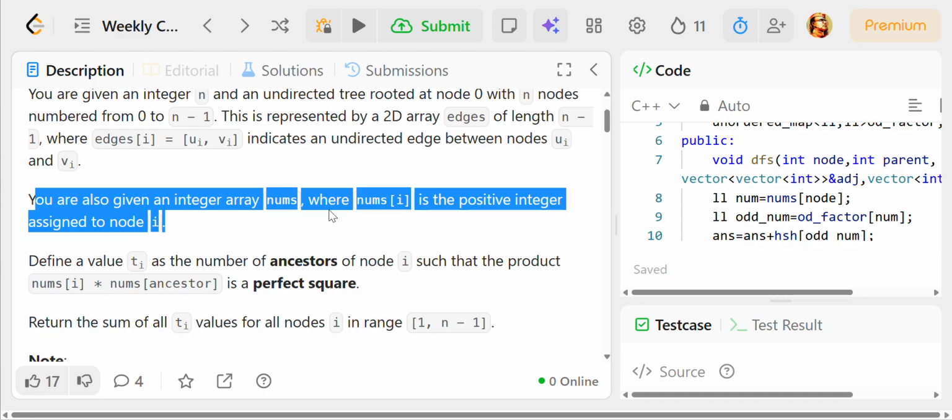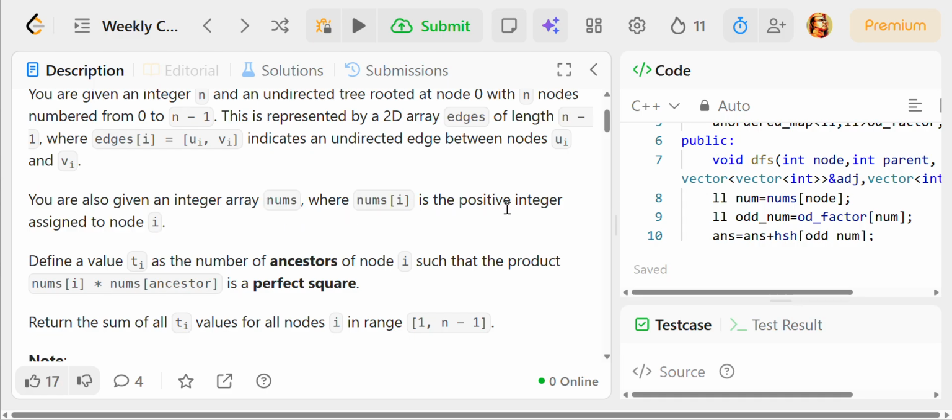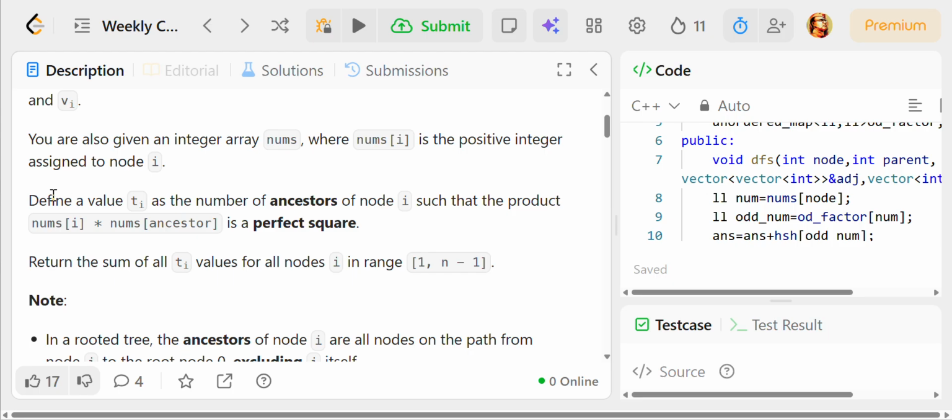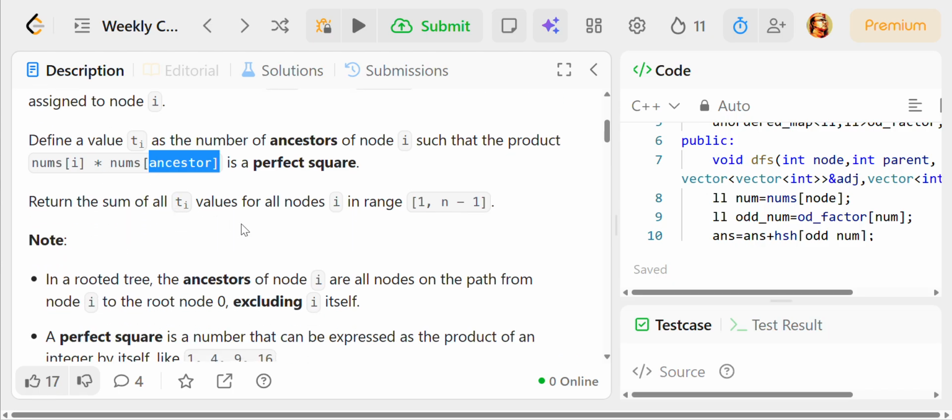We are also given an integer array nums, where nums of i tells the positive integer which is assigned to node i, and a ti value is defined as the number of ancestors of node i such that the product of nums of i and nums of ancestor is a perfect square. We have to return the sum of all ti values for all nodes i in the range 1 to n minus 1.